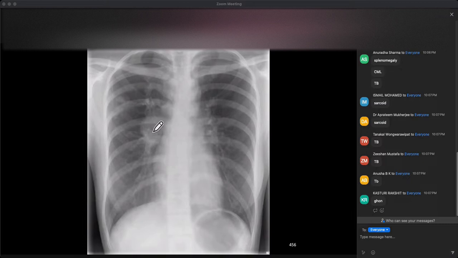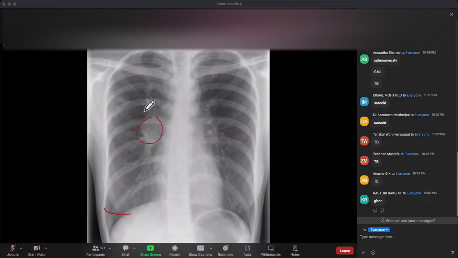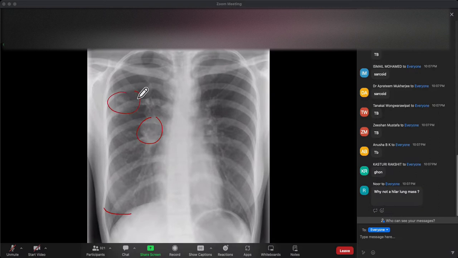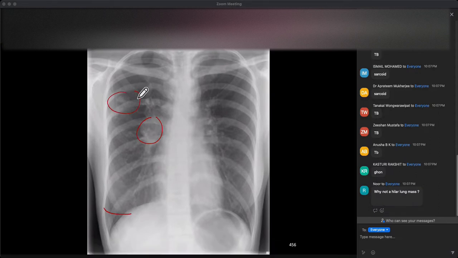The other features of primary pulmonary TB would be pleural effusion, lymphadenopathy, and consolidation. Okay, so primary pulmonary TB looks completely different from secondary TB.